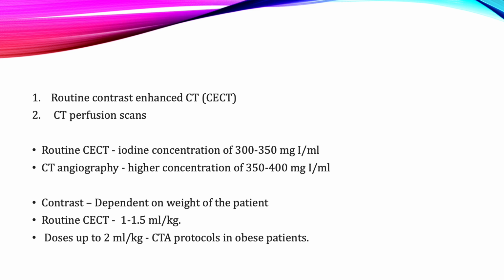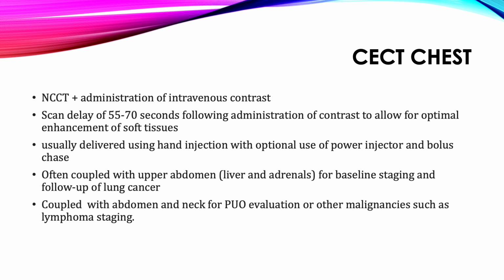How much contrast we give to the patient will depend on the patient's weight. In a routine CT, you would ideally use 1 to 1.5 milliliters of the contrast per kg, and you may have to give a higher dose if it's an obese patient and you're asking for angiography. Otherwise, for a routine CT and CT angiogram, you could use similar doses. So a CECT chest is nothing but an NCCT protocol taken along with another administration of IV contrast.